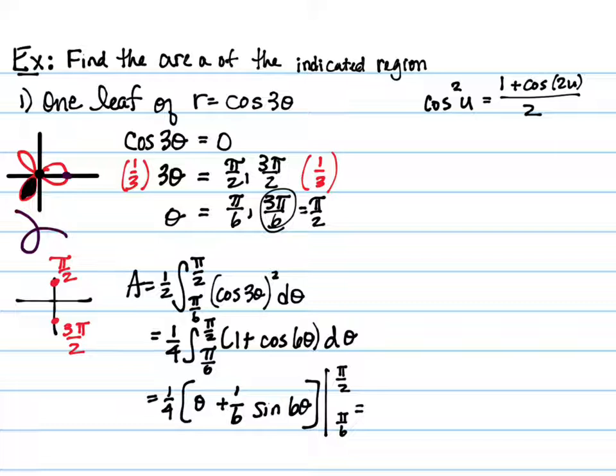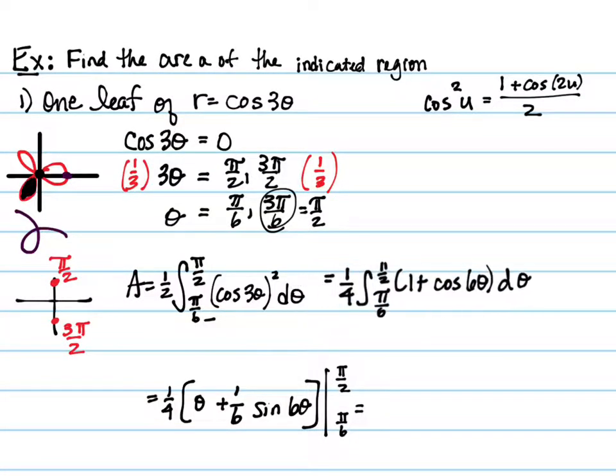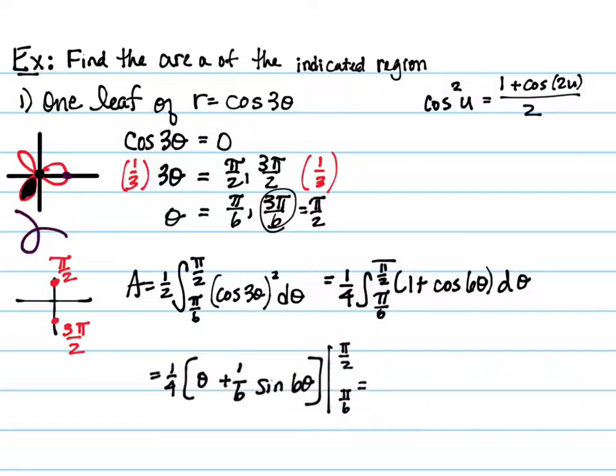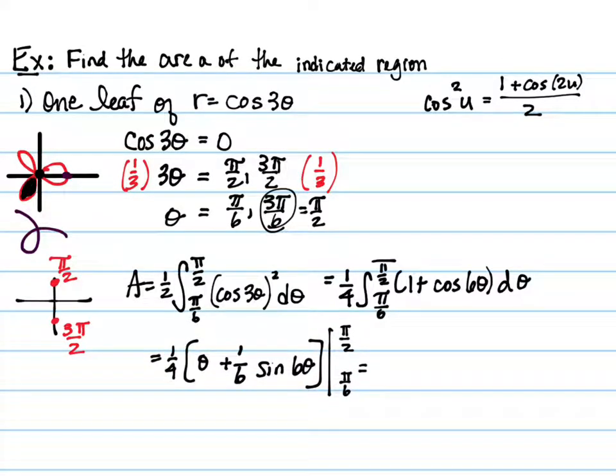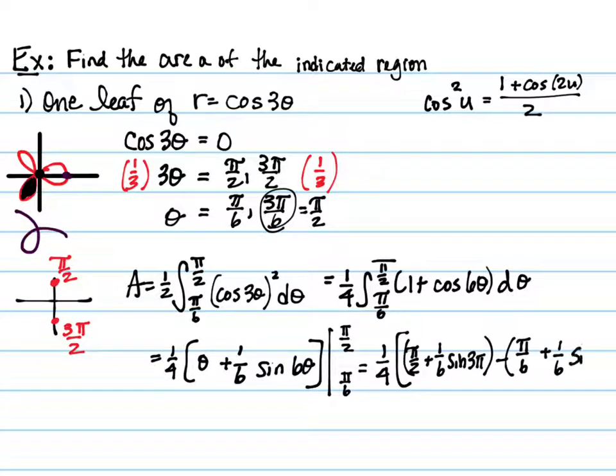All right, so we have some evaluation pieces to do. I think I might need to shift my pictures around a little bit to try to get some more space. That will work. So we're going to shift that up. So I have 1/4 still in front. This is pi over 2 plus 1/6 sine of 3 pi. And then I have minus pi over 6 plus 1/6 sine of pi.